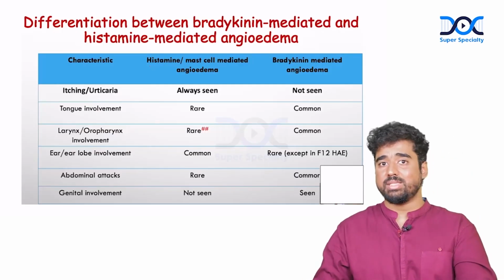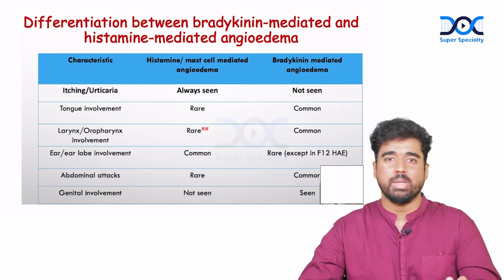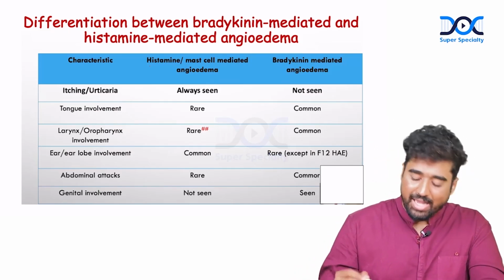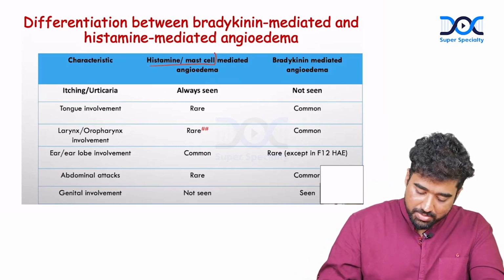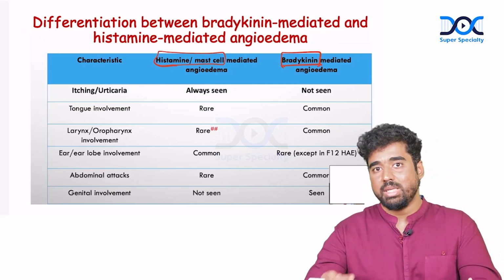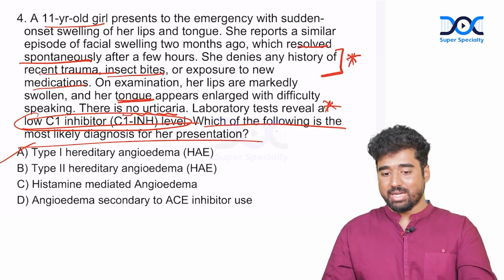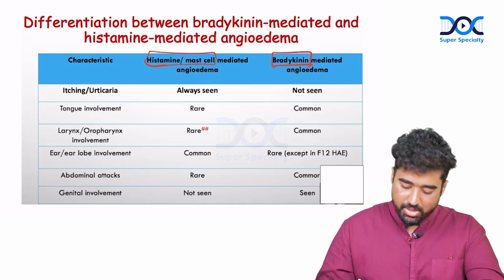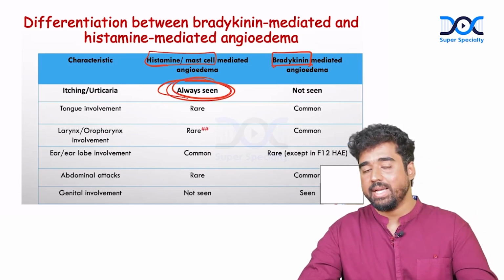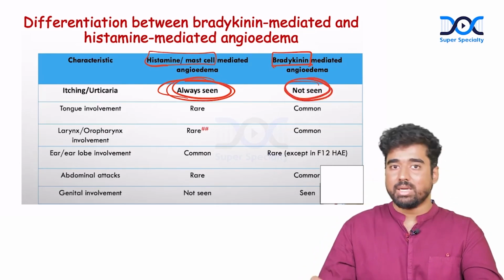So here you see a very important table which has been asked in many of your quizzes, and it is a very common question asked in vivas. At least in my particular college it was asked multiple times. The angioedema difference is seen with respect to histamine or mast cell mediated versus bradykinin mediated. Whenever there is histamine, for example the insect bites, new medications, trauma, etc., then you will see prominent urticaria or itching, while in bradykinin mediated, for example in hereditary angioedema, there is no itching or urticaria.